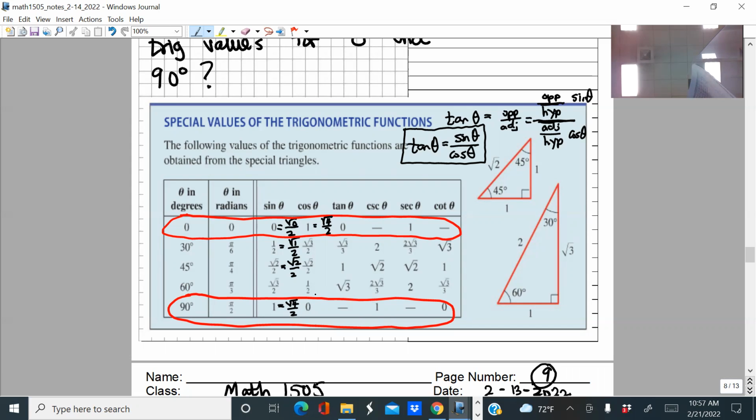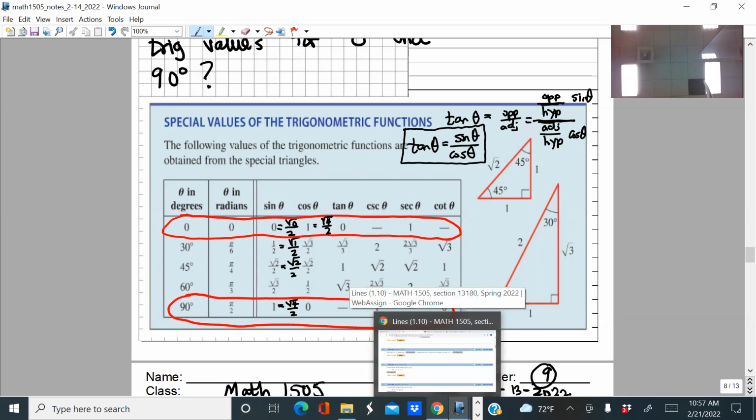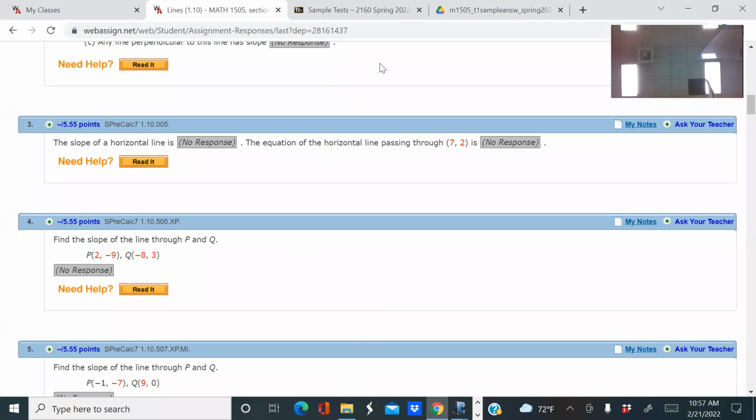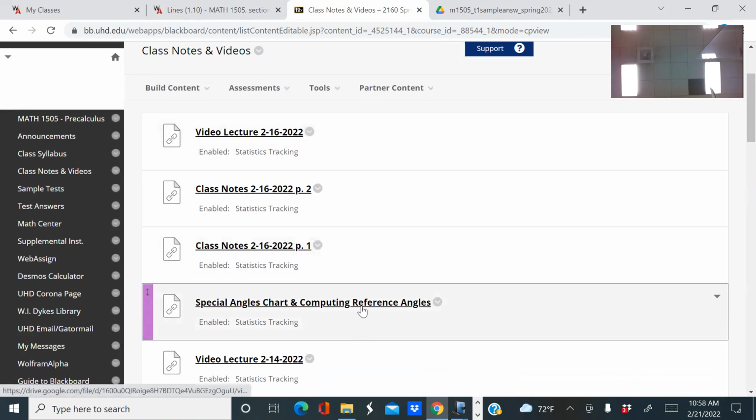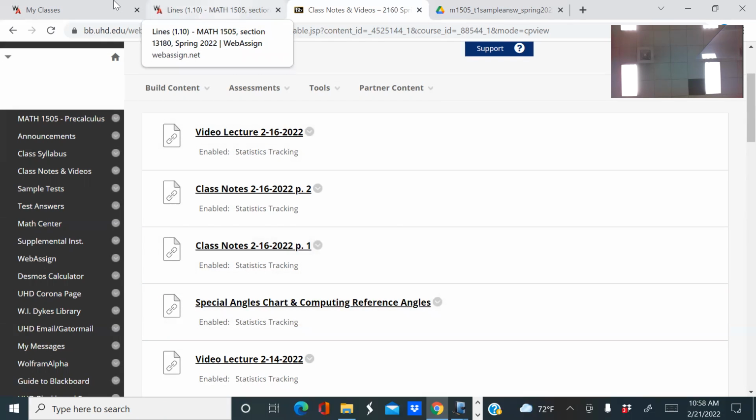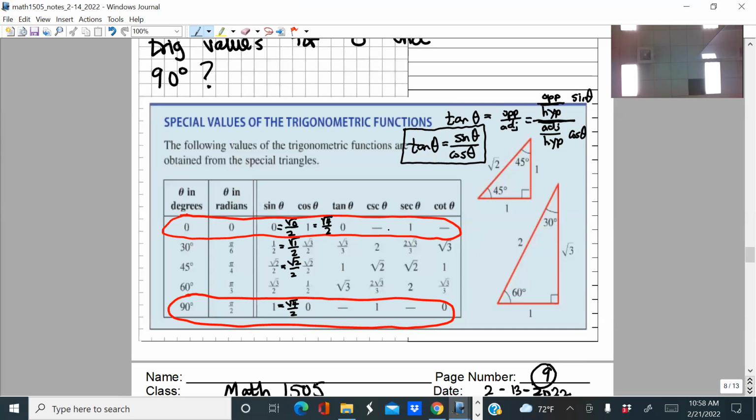For those people online, the handout is contained on the Blackboard page. I forgot where, though. I think it's under class notes and videos. Look down, there it is, in that long list of class notes and videos. This is the chart that I'm passing out to the class, so you can get a copy of it also from the Blackboard page. This is just for reference. It's a chart that has information about sines, cosines, and tangents of angles, an expanded version of the table that's in the notes. So I'm going to pass that out.